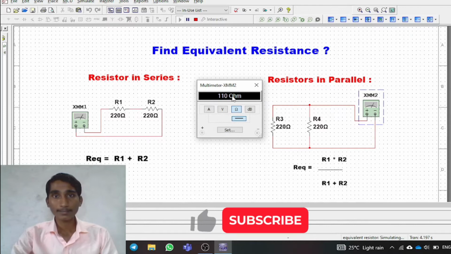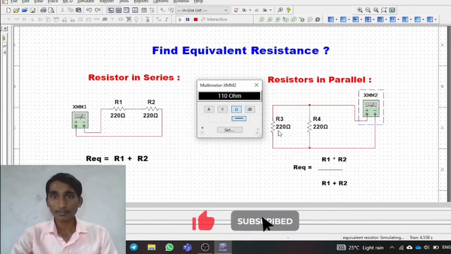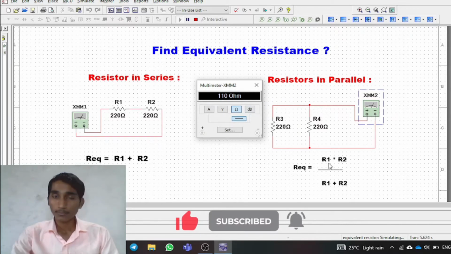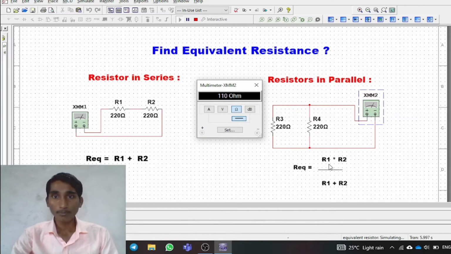You can see for resistors in parallel, both of value 220. When we put this in our formula, means 220 into 220 divided by 220 plus 220, then we get the value of 110 ohms. You can verify this with the help of calculations. It's an easy calculation. So we now know the value of equivalent resistance, and we will verify them on our workbench. So let's go to the workbench.